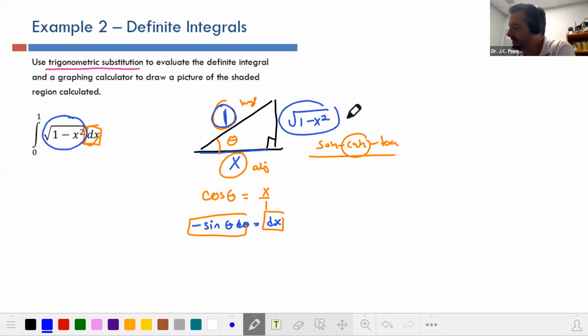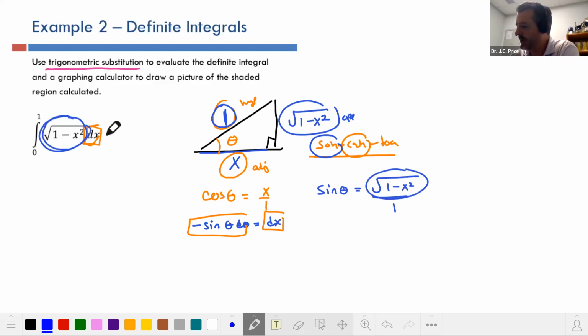And so what is this? So this is the opposite and the hypotenuse, so that's the SOH. So I know the sine of theta is equal to the square root of 1 minus x squared divided by 1. Oh, that works. And so now that I have this, I can plug in for over here, because I just turn over the note card and I get sine of theta.